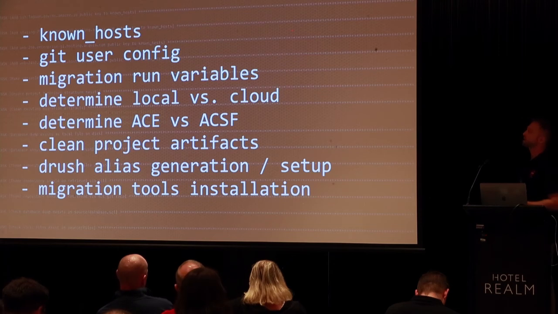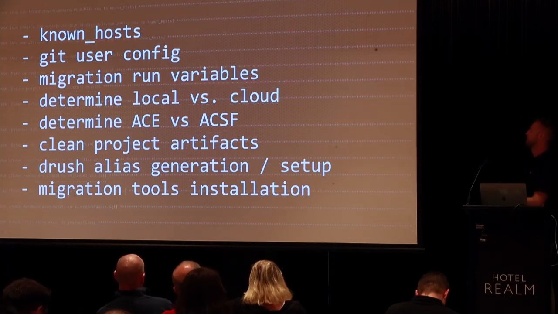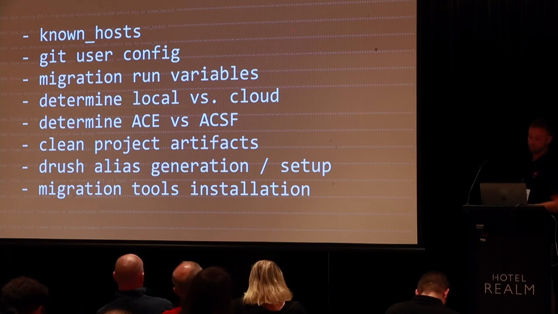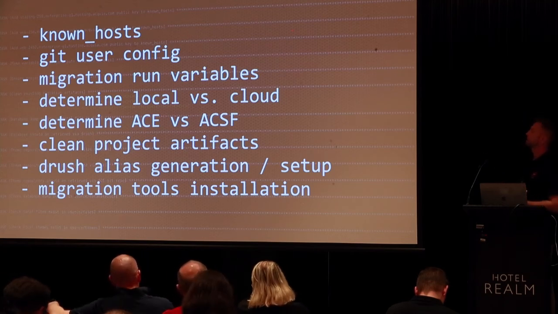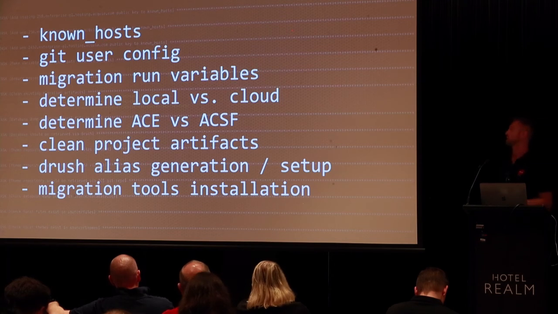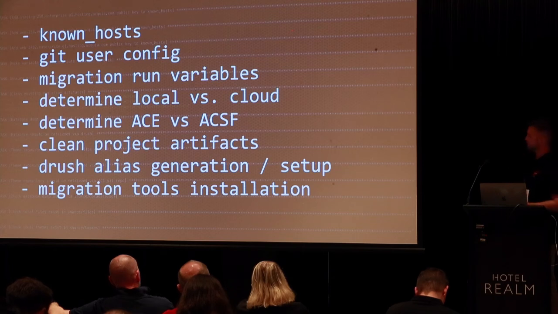Because we could run jobs in parallel, we could actually spin up containers to run multiple migrations in parallel. It needs to set these things up as though it's running for the very first time, every single time. So it needs to know about all of the SSH endpoints it's connected to. It needs to populate known hosts. We're doing Git operations, so we need to configure the local Git user. We set a bunch of migration run variables.